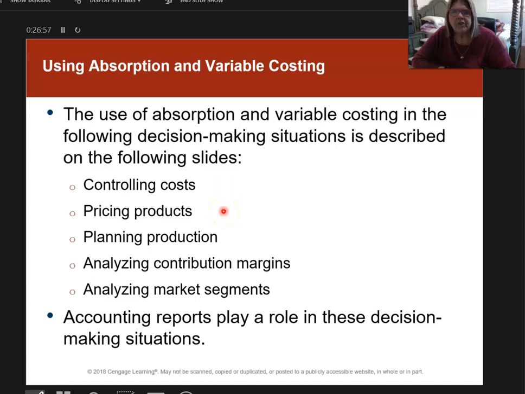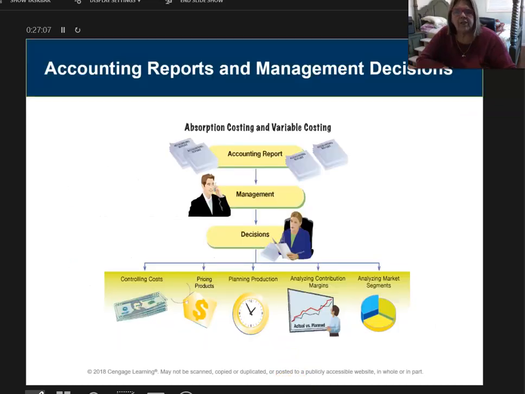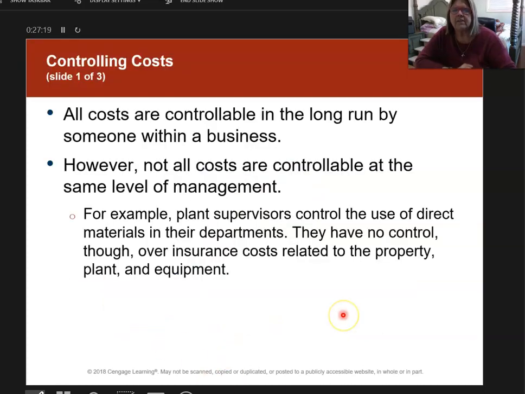How do we use this information to price our products? How do we know how to plan production? We're going to analyze contribution margins and analyze market segments. All of this information is needed to do this stuff. And we need to look at both absorption costing and variable costing to do all of these things. So let's take a look at the very first one, controlling cost.